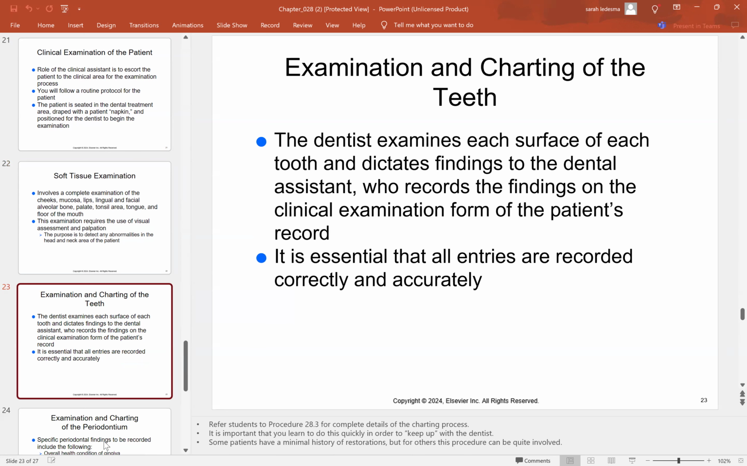Examination and charting of the teeth. The dentist examines each surface of each tooth and dictates findings to the dental assistant, who records the findings on the clinical examination form of the patient record. It is essential that all entries are recorded correctly and accurately.